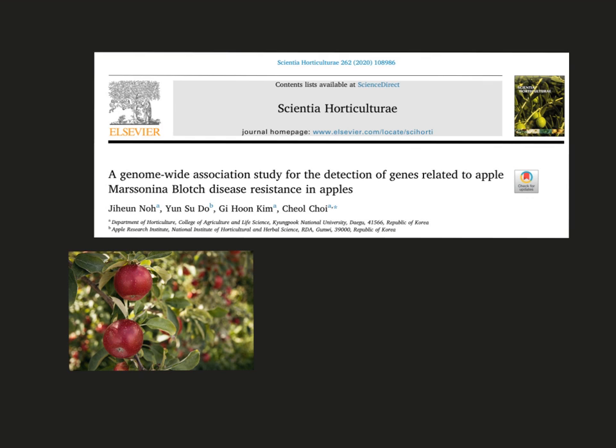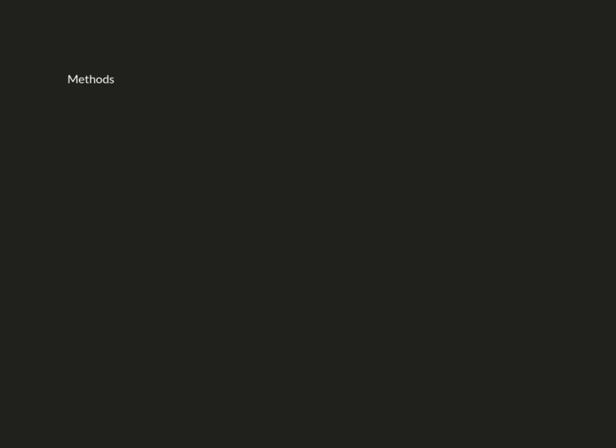So this study is a genome-wide association study for the detection of genes related to apple Marssonina blotch disease resistance in apples. And I'm not going to try to pronounce that disease name again. I'm just going to call it AMB as the authors do in the paper. So the goal of this paper, as is stated in the title, is to use genome-wide association to find genes related to resistance of AMB in these apples.